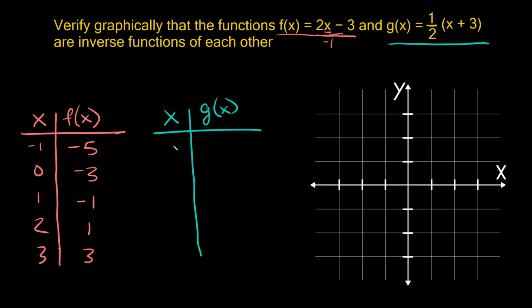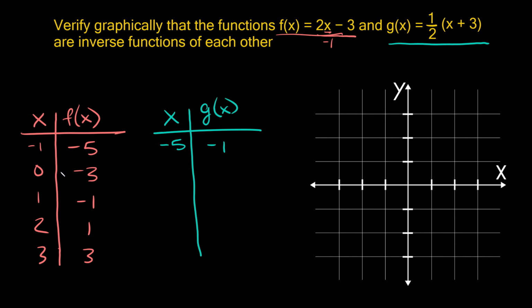Now, this time, what x values do I want to plug in? Well, the key thing that we need to keep in mind here is that if these two functions that we were given truly are inverses of one another, then that means their coordinate points are going to be the exact same. They're just going to be flipped. Okay, so for instance, here we got -1, -5. So then in this other function, we should get -5, -1.